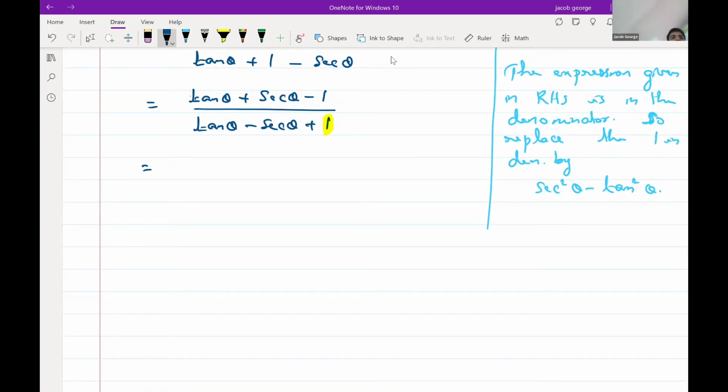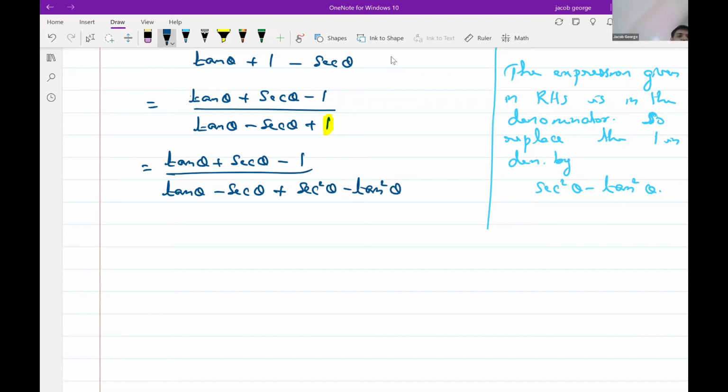So this will become tan theta plus sec theta minus 1 upon tan theta minus sec theta plus sec square theta minus tan square theta. So the 1 in the denominator we replace by sec square theta minus tan square theta. Is that clear? Yes.